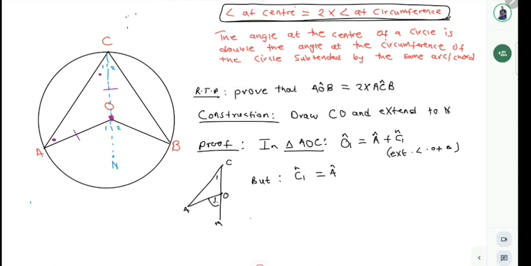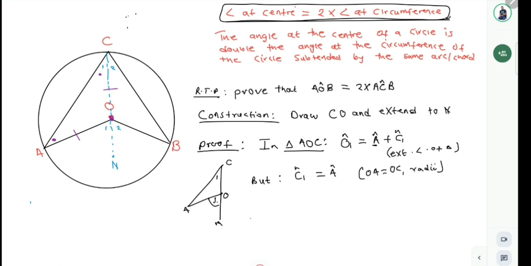Okay, so this C1 is equal to angle A because this OA is equal to OC. They are radii, the equal radii. So we can just write this as your reason there. Just because the angle at the circumference that I am going to prove is in terms of C, I must represent this O1 in terms of C instead of this A here, right? I hope it is clear.